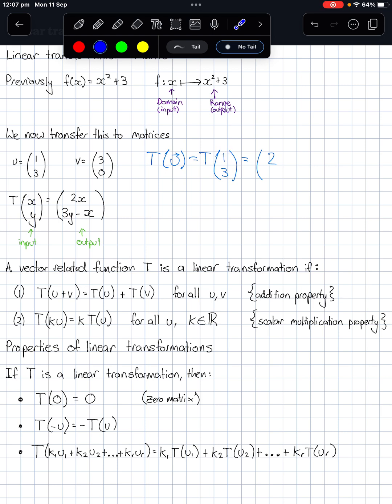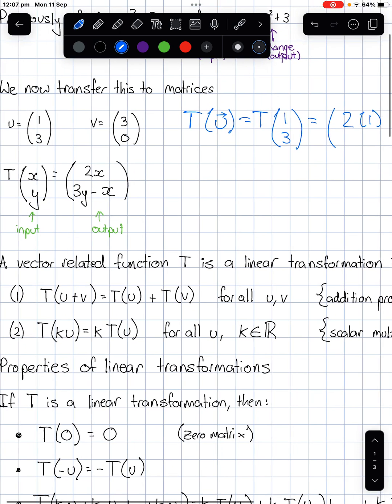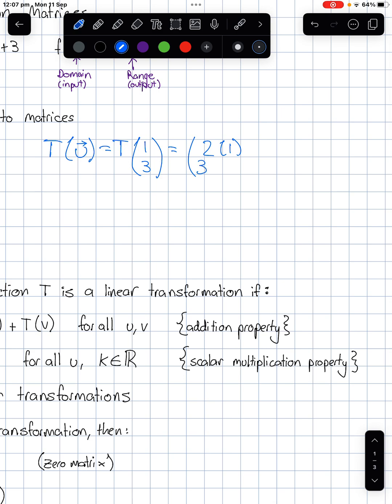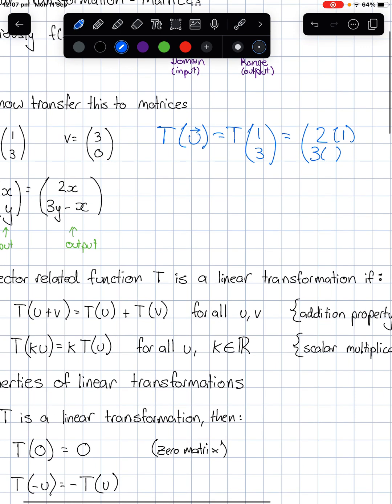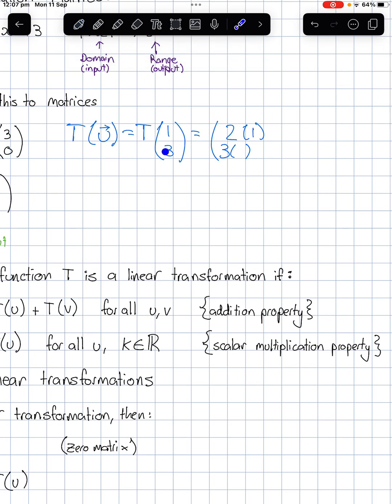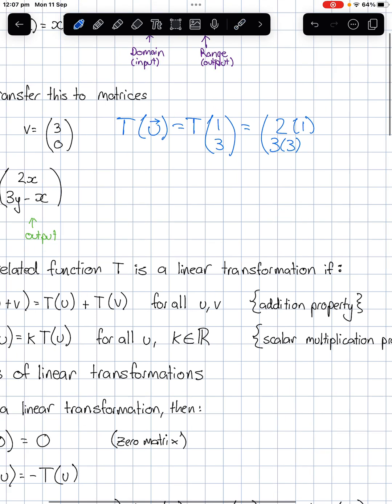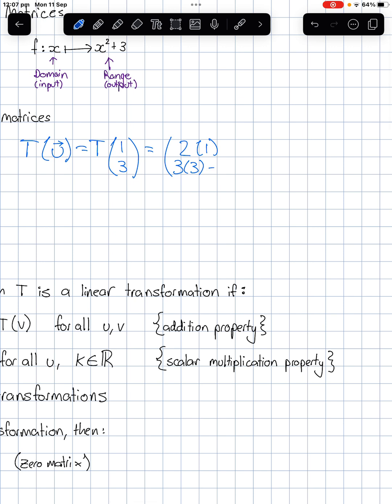Then it's 2 times whatever's in this x input bit, this top bit. Looking in here, that is a 1, so we have 2 times 1. And then my next one is 3 times y, whatever my y is. y is this bottom value here, so I put that 3 in there, and then minus x, so I have minus 1. So this function maps to 2, and then 9 minus 1 gives me 8.